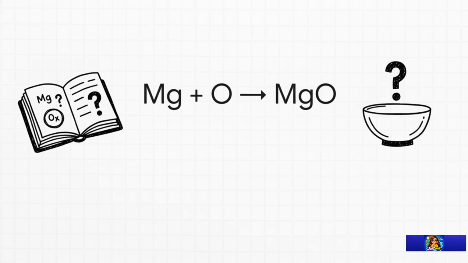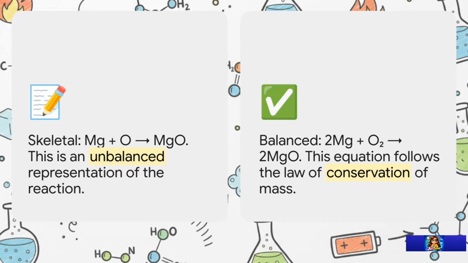But it's kind of like a recipe that just says use flour and eggs to make a cake. It's missing the crucial amounts. It's just not balanced. And here you can see the difference, plain as day. On the left, you've got that unbalanced skeletal equation. But on the right, you have the fully balanced version.